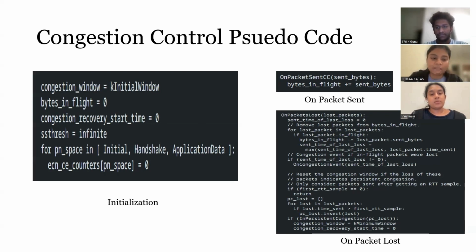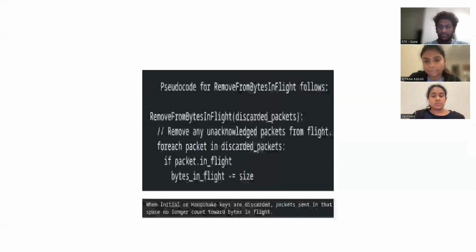And then we have the on packet sent function. When a packet is sent, its size is added to the total bytes in flight. This is part of tracking the amount of data that is actively in transit in the network. Then we have the on packet loss function.